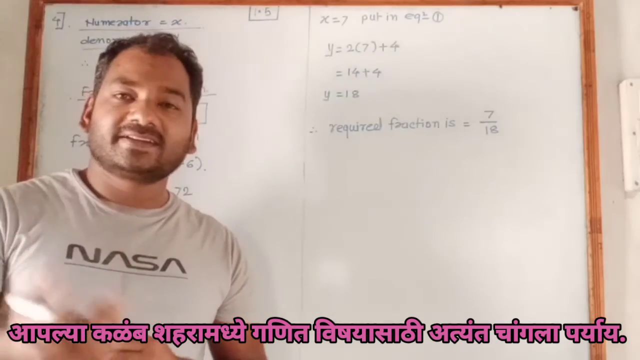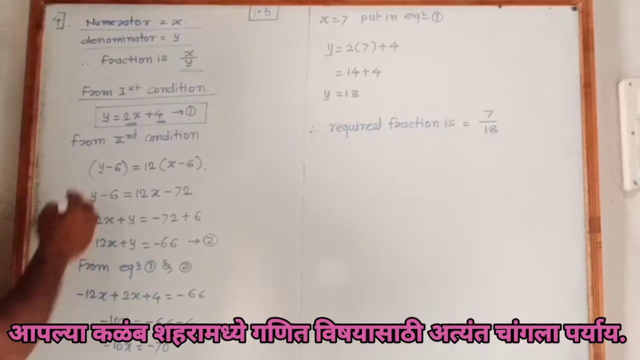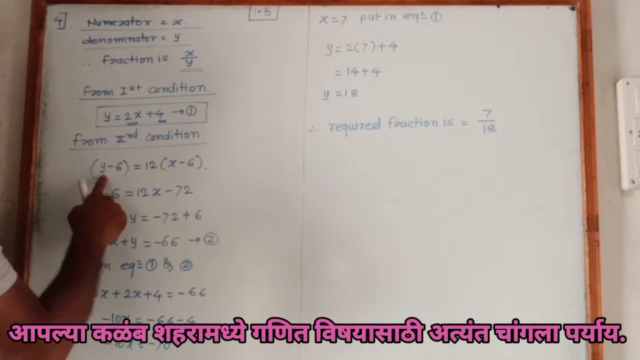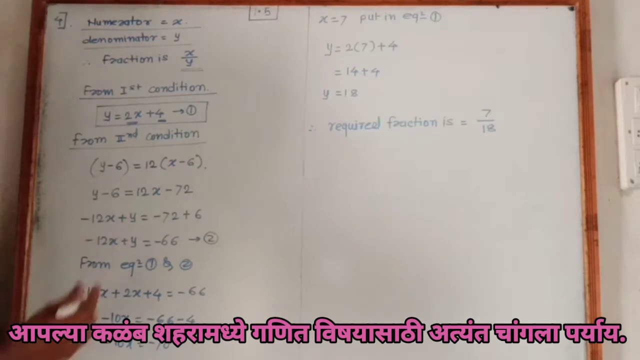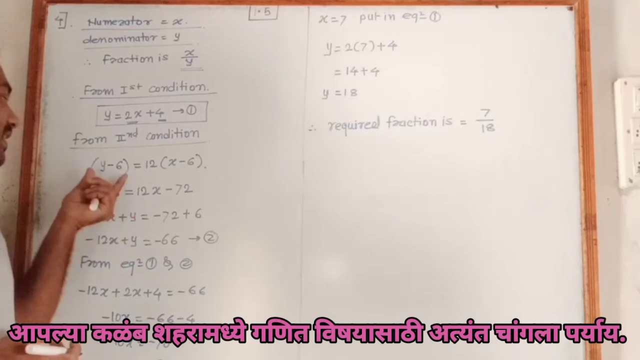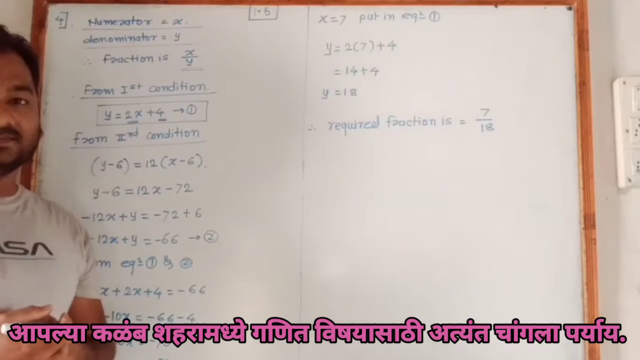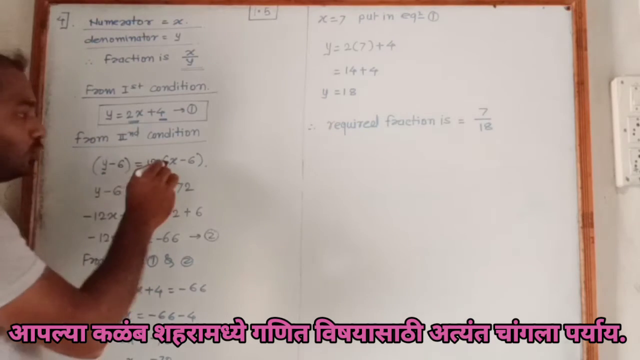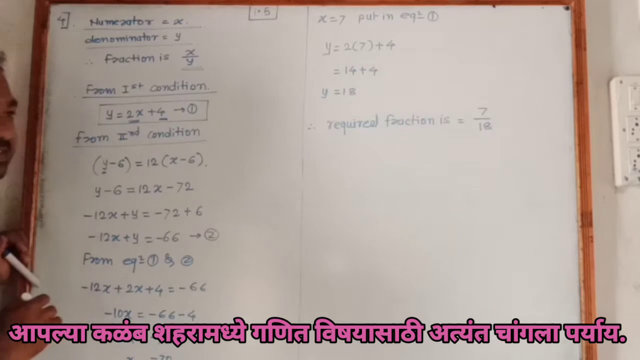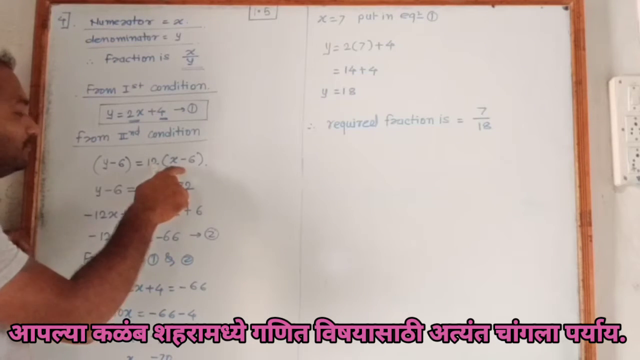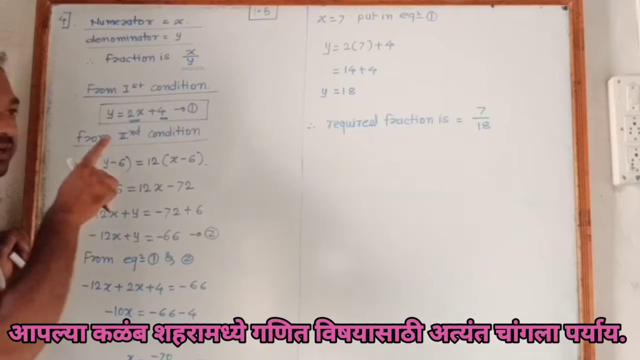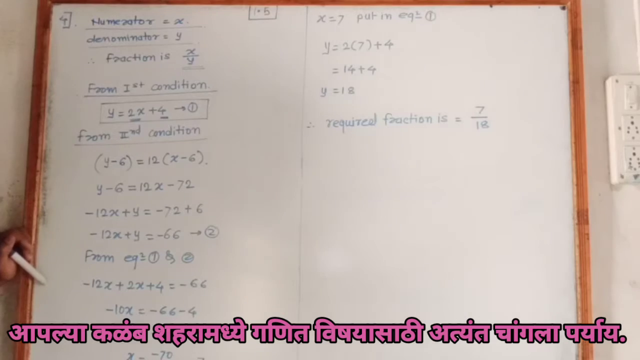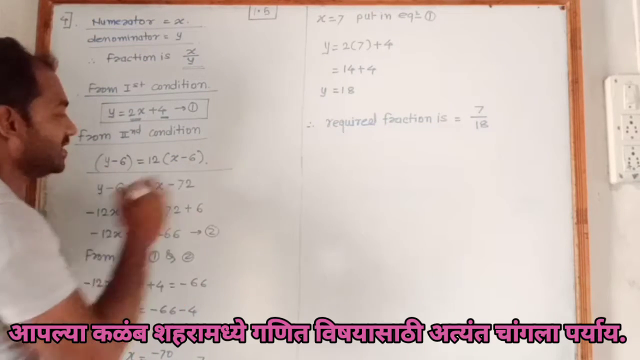Now let us understand the second condition also. What does the second condition say? If numerator and denominator both are reduced by 6, then the denominator becomes 12 times the numerator. See here, denominator y we reduce by 6, numerator x is also reduced by 6. So what is the relation between them? The denominator after reducing by 6 is 12 times the numerator after reducing by 6. So this is our second condition.